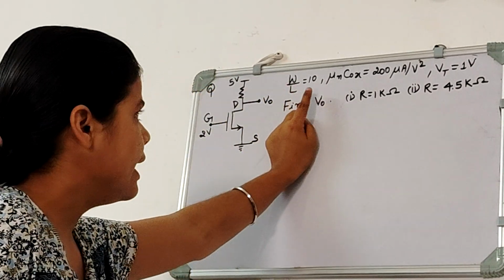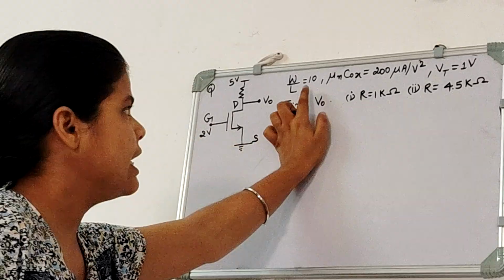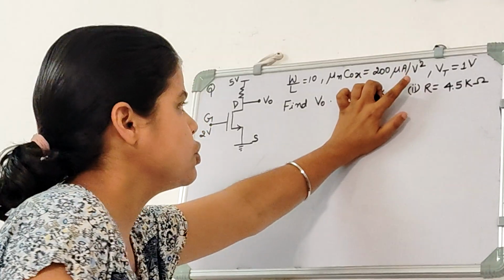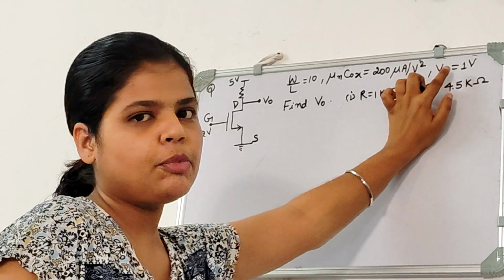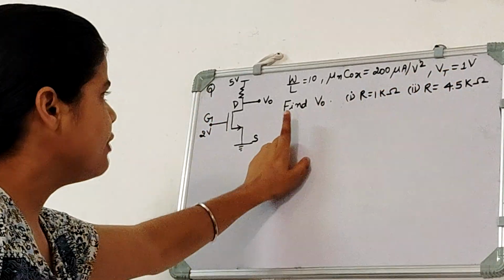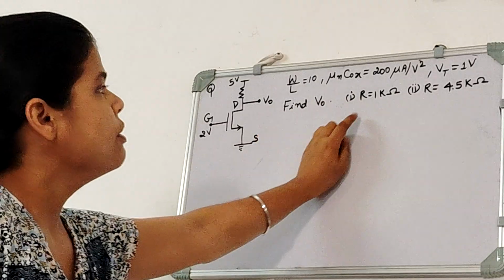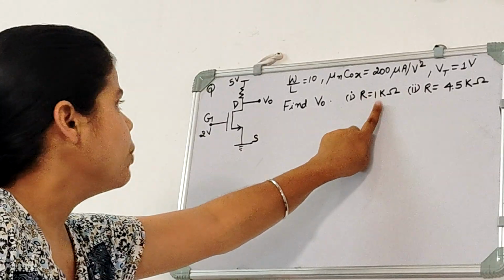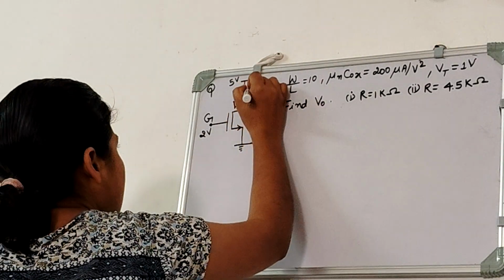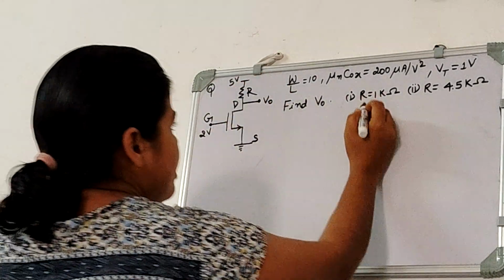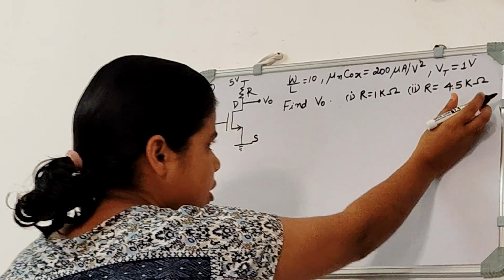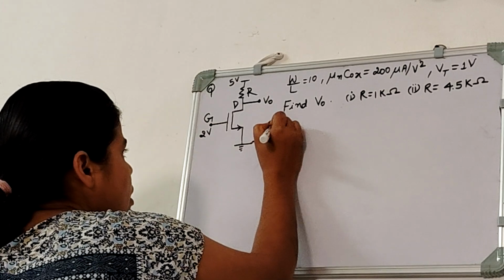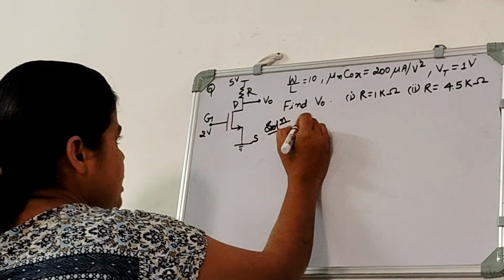So our W by L for this NMOS is given as 10, mu n COX is given as 200 microampere per volt square, the threshold voltage for that NMOS is given as 1 volt, and we have to find the output voltage for two conditions. First condition is when R is equal to 1 kilo ohm, and this is R, this resistor, and the second condition is when R is equal to 4.5 kilo ohm. So first let us see what is VGS.